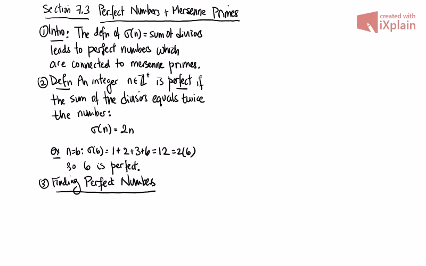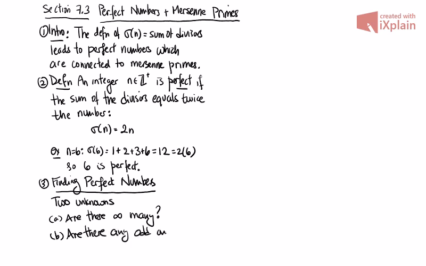So there are two big unknowns just off the bat. Unknown A is, are there infinitely many? That's unknown. And B is, are there any odd ones? In other words, all the ones that have been found have been even. All found ones are even. But nobody's proved that there couldn't be any odd ones.